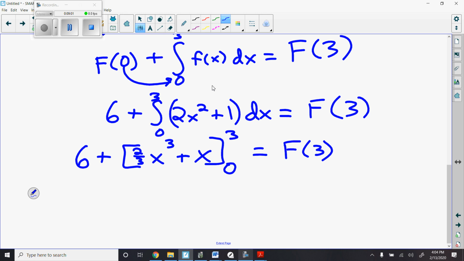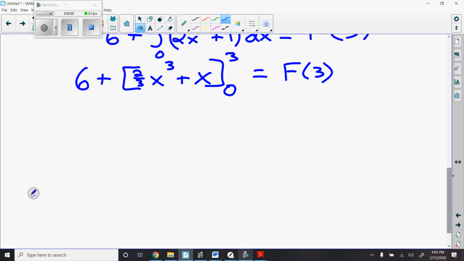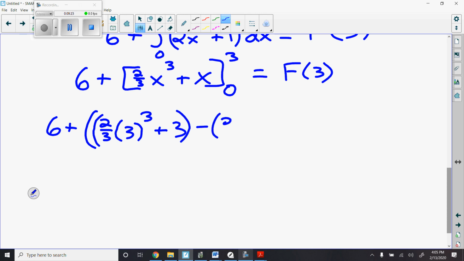Okay. I'm going to keep writing my 6 plus over and over again because I don't want to forget about it. So I got 6 plus. I'm going to plug in 3. So I'm going to get 2/3 of 3 cubed plus 3. Put that in its own parentheses. Minus 2/3 of 0 cubed plus 0. Equals capital F of 3.